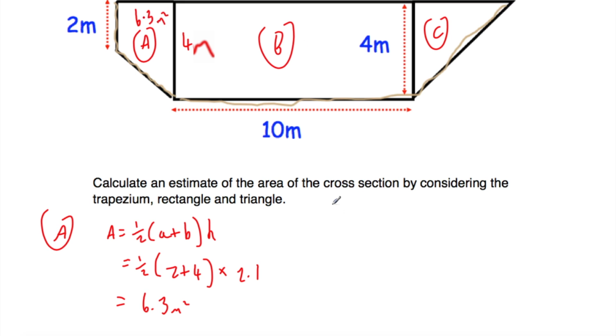Now, in terms of the rectangle B, that's nice. That's just going to be 10 times 4. So 10 times 4 is equal to 40 meters squared. That's easy. That's great. And then we've got C.